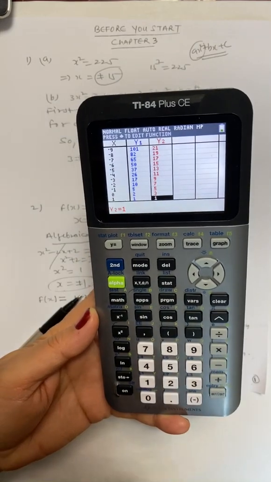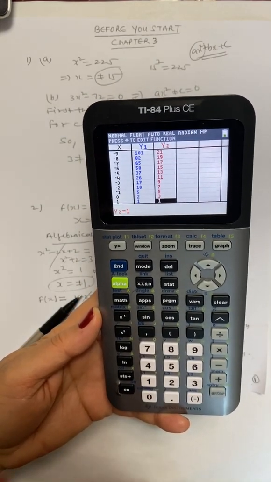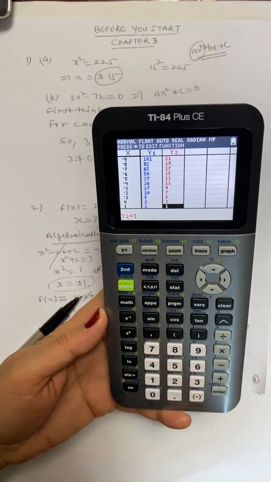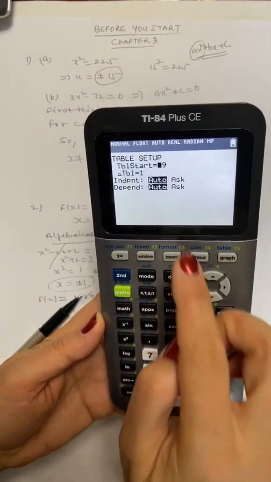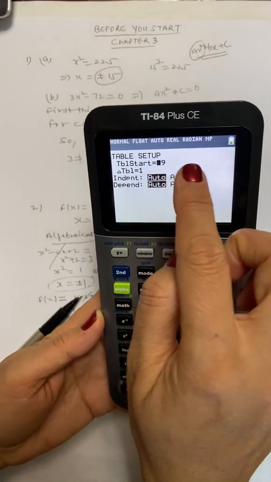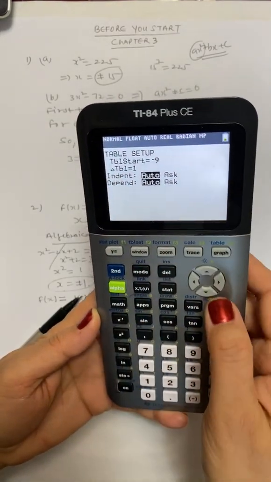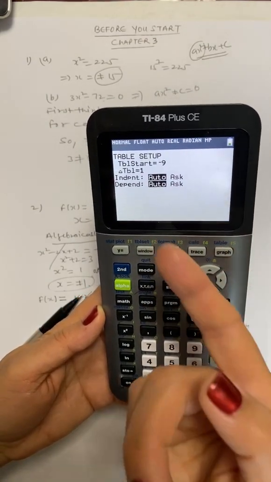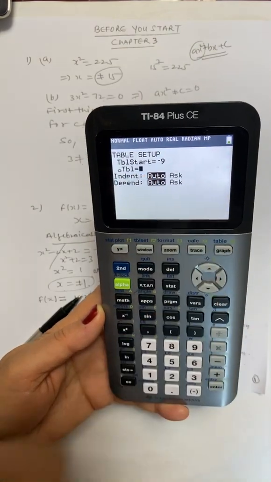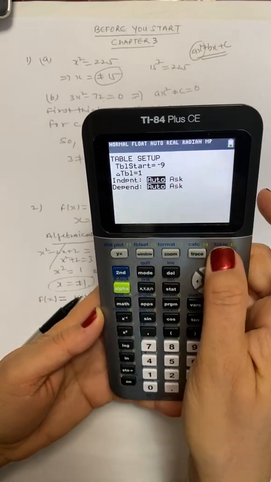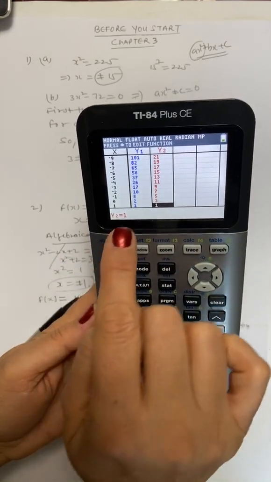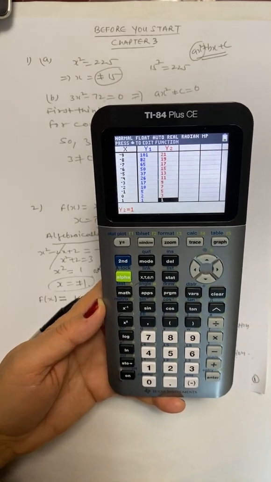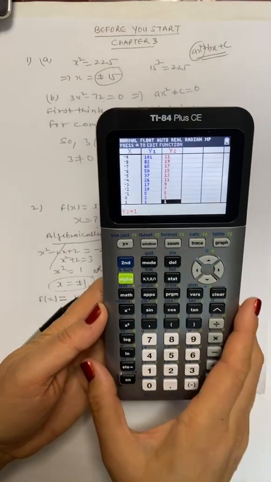But this method is not going to work if the answer is not a whole number, because then we don't know what it will be. In this case, what I did is the table start is -9 and delta table is 1. But if it's a decimal, we will miss the decimal solution simply because our delta table is 1. So if the intersection is somewhere between -2 and -1, then we'll miss out that information. So this method is not going to work if the solution is not a whole number.